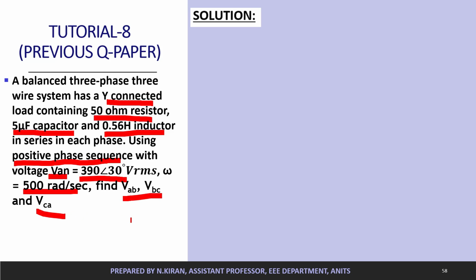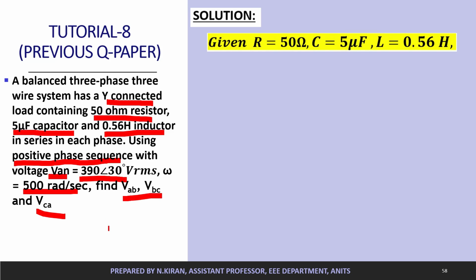As I told you in the analysis of three-phase balanced circuits, there are two ways by which we can designate the three-phase quantities, either by following the phase sequence RYB or ABC. So in this sum, he has followed the phase sequence ABC. So given R is 50 ohm, C is 5 microfarad and L is 0.56 henry.